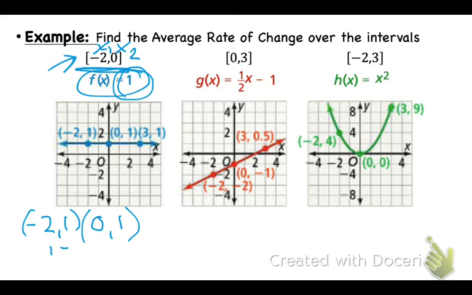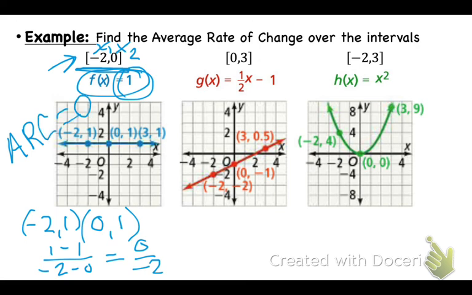Okay, 1 minus 1 is what? 0. Over -2 minus 0, which is -2. And what is 0 divided by -2? No, you can't divide it by 0. I didn't divide by 0. 0 divided by -2 is 0. I have no candy, and there's 9 of you. How much do y'all get? Nothing. So what is my slope? What is my average rate of change? My arc is what? 0.